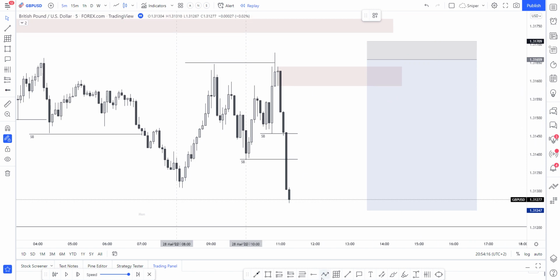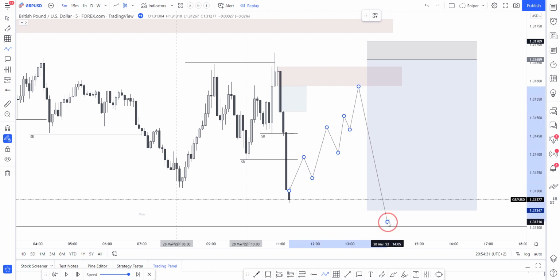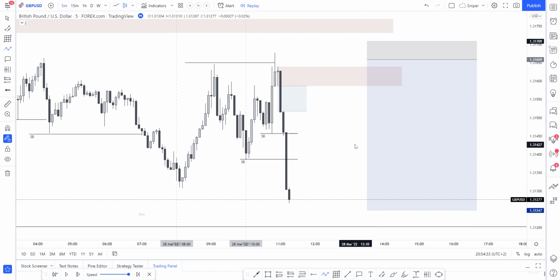And we also have imbalance, this imbalance area, which is very crucial. The expectation is now to see price trade back up into this area, slowly tap this area, and then move towards the downside. We don't want to see price impulsively move up. We don't want to see this, that's a bad sign. We want to see price slowly get back up into this area, slowly trending back towards this area.